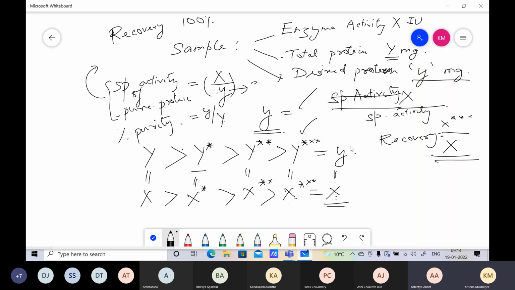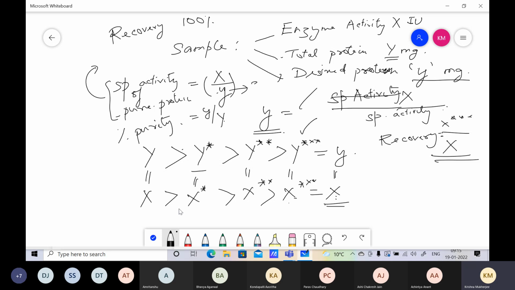Right. Sir, I want to ask one question. Like you said, x would be less than x star, and it will go on decreasing. Enzymatic activity would go on decreasing. But sir, enzymatic activity is of only one protein, that desired protein. So if the recovery is 100%, why would enzymatic activity change?